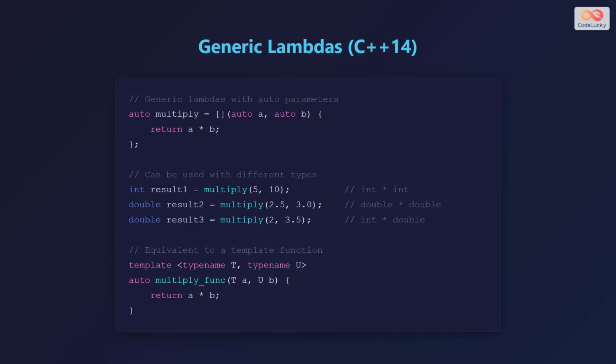We define a template function called multiply_func that takes two template type arguments, T a and U b. The template function returns the result of a multiplied by b.